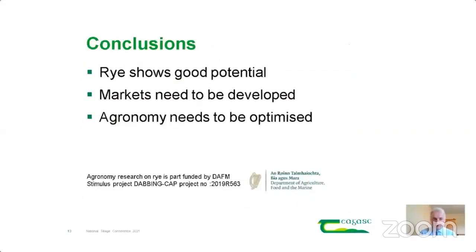So I suppose in conclusion, rye shows good potential, but markets do need to be developed and increased for the crop, and the agronomy of the crop needs to be optimized. And just on that, we have a PhD student looking at the agronomy of the crop, funded by the Department of Agriculture. So we should have a lot more information on the crop in a few years' time.